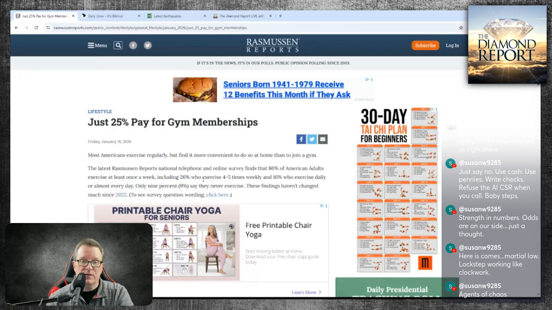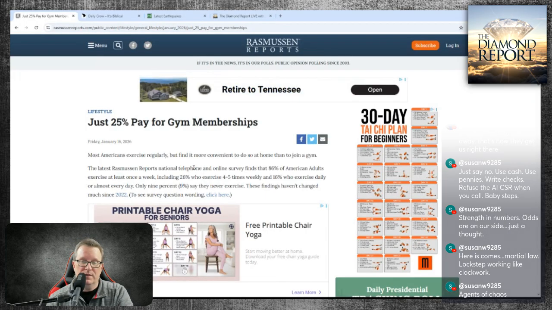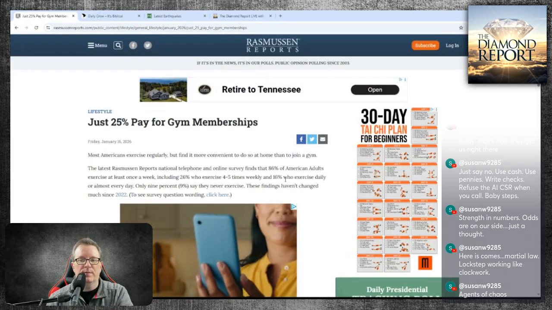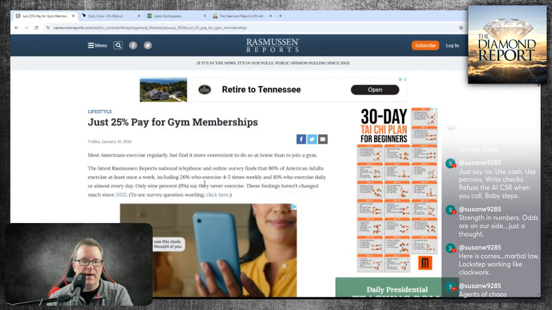Try to eat right, but exercise is really, really important. It doesn't have to be with the paid gym membership, but it is interesting that the numbers bear out that way in this particular article, at least.